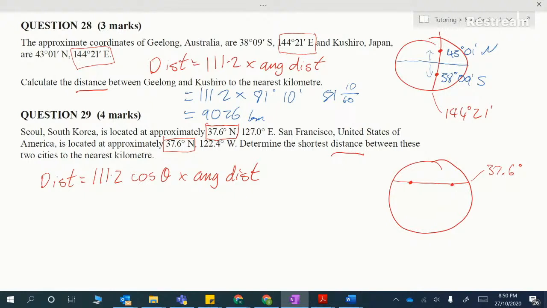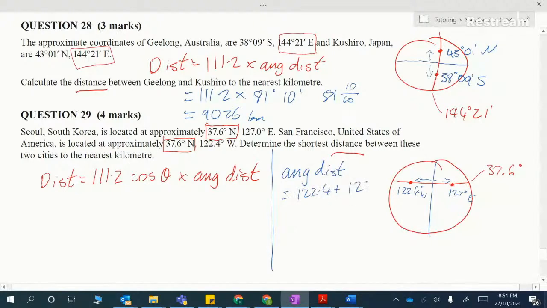The second one, on the same latitude, once again, you need the angular distance. So say South Korea over here is 127 degrees east. There's your, instead of the equator, it's the prime meridian. And then on this side of the globe, not to scale, is 122.4 degrees west. Once again, we need the angular distance between them and we need to add because they are in different hemispheres. So we add them together, 122.4 plus 127.